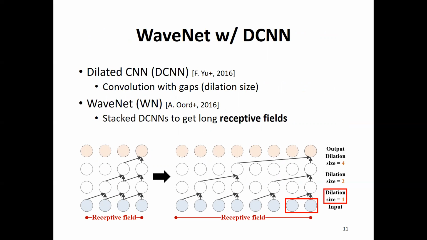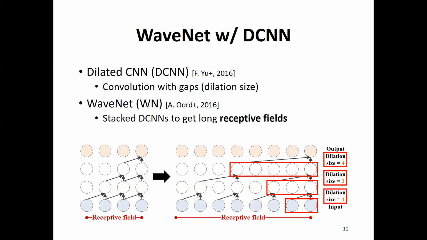For example, if the direction size is 1, the kernel will sample the current sample and the first past sample. And if the direction size is set to 2, the kernel will still sample the current sample, but skip the first past sample and sample the second past sample. And if the direction size is set to 4, the kernel will sample the current sample and the fourth past sample.